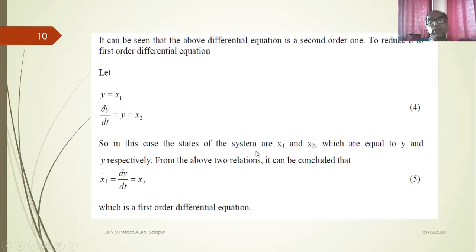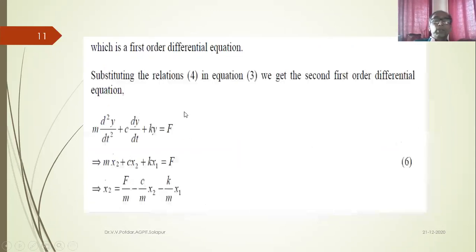So in this case, the states of the system are x1 and x2, two states, which are equal to y and y dot respectively. From the above relations, it can be concluded that x1 dot, this dy by dt, is nothing but dx1 by dt. So it is nothing but x1 dot. So x1 dot is equal to dy by dt is equal to x2, which is the first order differential equation.